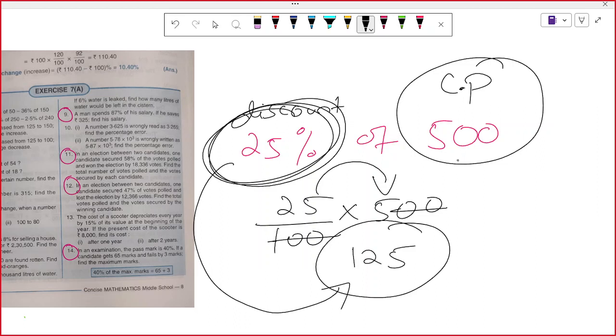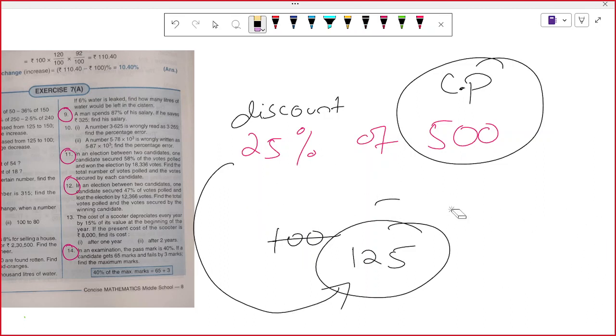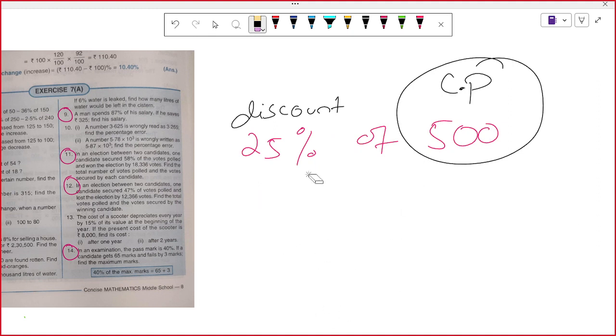So this is the concept of percentage. Out of 500, if you calculate 25%, that is 125 rupees. So the shopkeeper gives you a 125 discount. You subtract it and you have to pay 375. This is a discount; with a discount the value is reduced. So 25%. Now, did you all understand percentage? How do you find a percentage of a value?